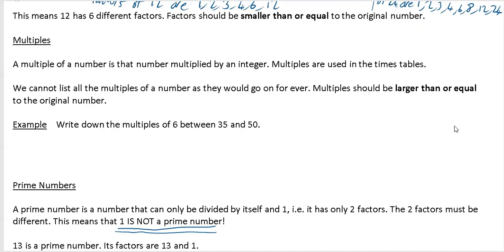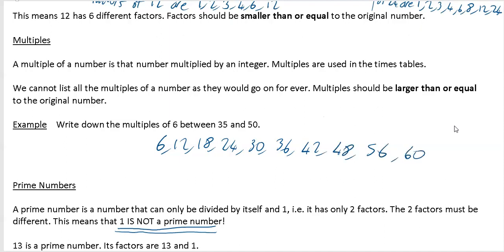In this example, it says, write down the multiples of 6 between 35 and 50. In a question, what you're really doing is thinking, what are my times table answers when I go through my 6 times table. So let's go through and write down a few of them. 6 is the first one, and 12, that's 2 times 6, then 3 times 6, 4 times 6, 5 times 6, 6 times 6, 7 times 6, 8 times 6, 9 times 6, and then 10 times 6. Now you wouldn't have to do this. This is just for me to show you.